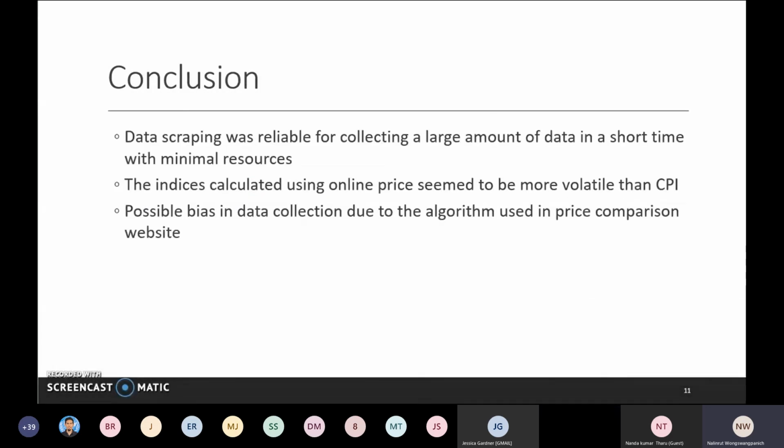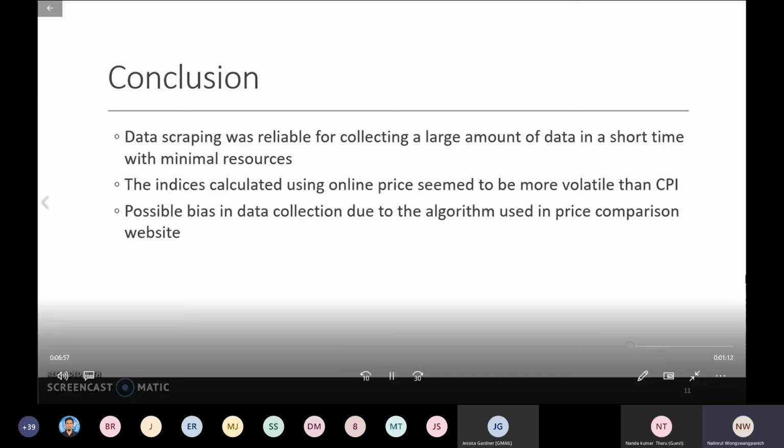The first conclusion of the paper is that data scraping was reliable for collecting a large amount of data in a short time with minimal resources. The second is that the indices calculated using online prices seem to be more volatile than the CPI. And the last is that we want to underline that there is a possible bias in data collection due to the algorithm used in the price comparison website, which we cannot control.